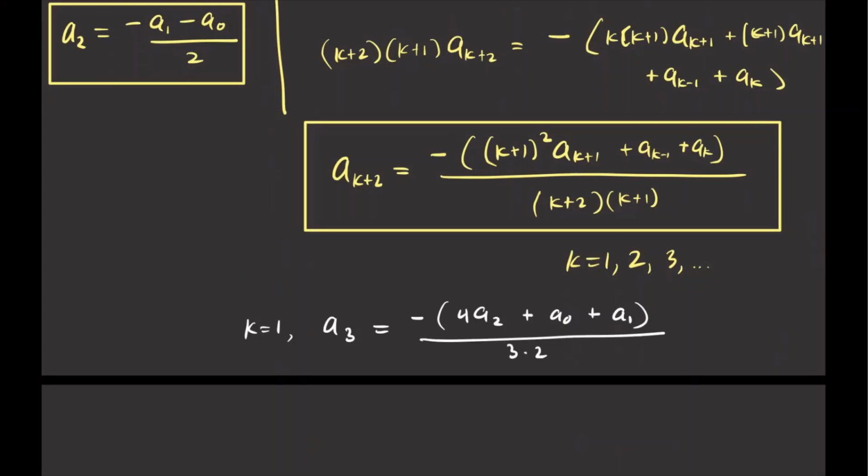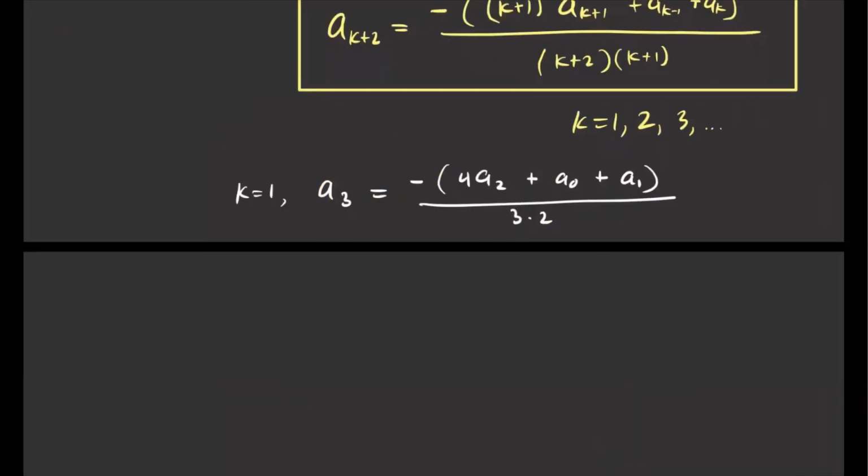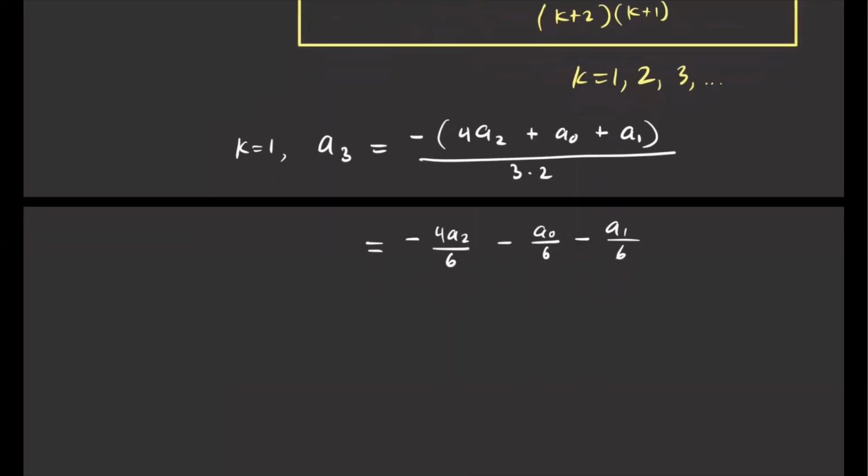So that's our a sub 3. Now let's simplify this a little bit further. So you have negative 4 a sub 2 over 6 minus a sub 0 over 6 minus a sub 1 over 6. So I just separated and distributed the negative. And now here I can simplify 4 over 6. So that's going to be 2 over 3. So let's just write that right here, 2 over 3.